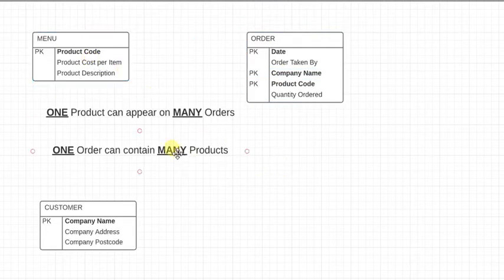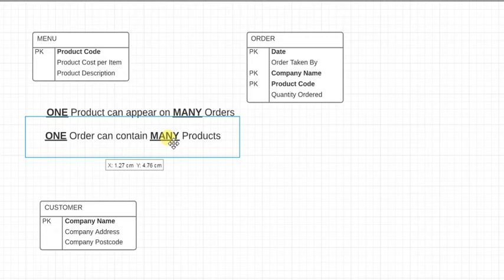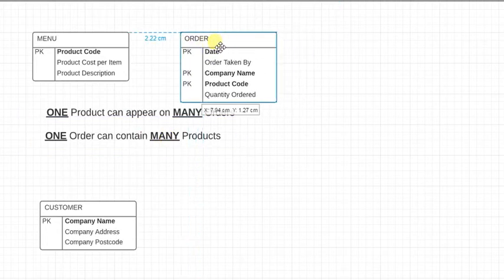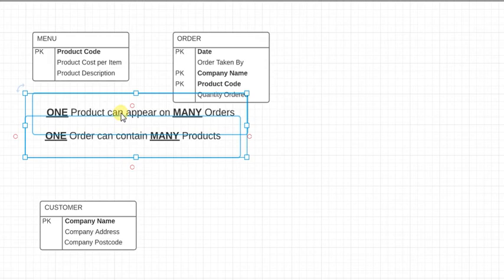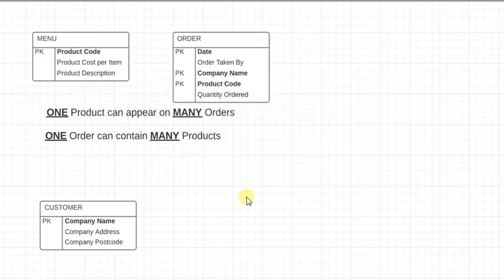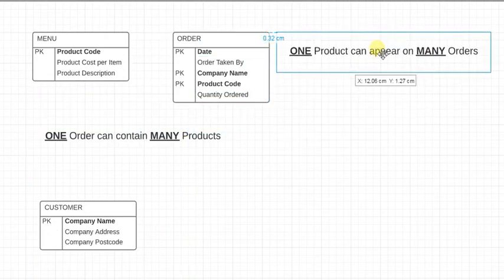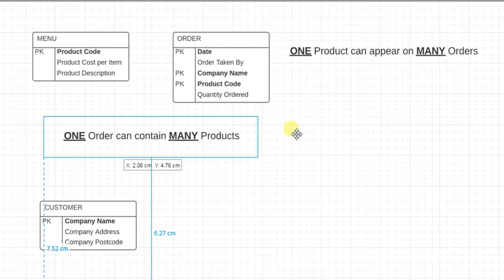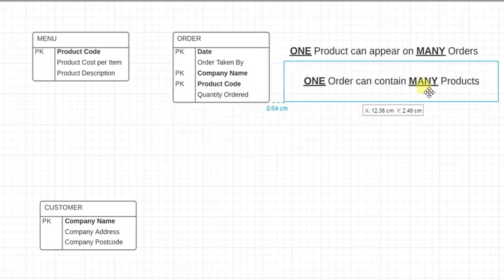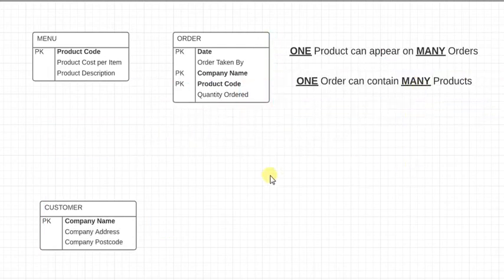So many-to-many relationships are not good. We need to try and avoid those. We don't want those relationships. We'll look at how we deal with those in a minute, and that causes problems with our normalization.